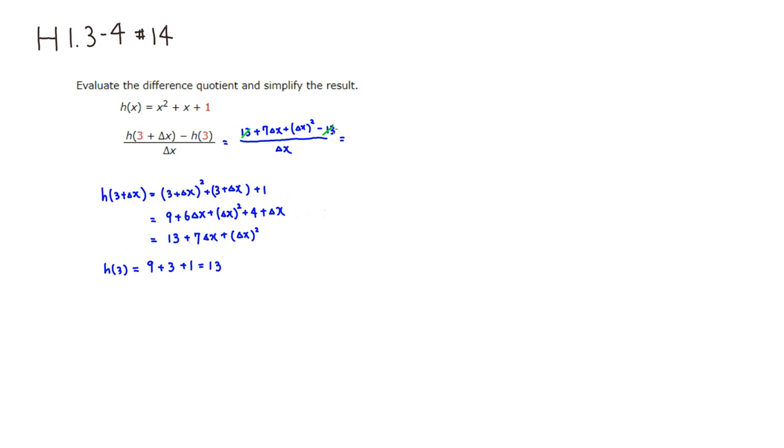Then what's left on top, there are two terms, and both of these terms have delta x in it. So I'm going to factor delta x out. If you factor delta x from 7 delta x, you have 7 left over. And if you factor delta x from delta x squared, you have another delta x. Then we're going to divide this by delta x. We have a common factor, delta x on top and bottom, so you can cancel delta x and delta x. Then we have 7 plus delta x.